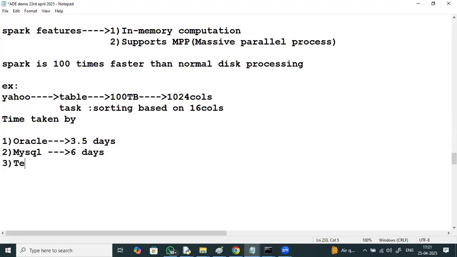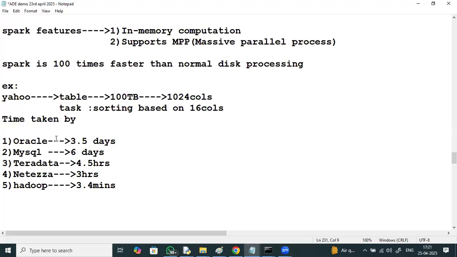Teradata, a specialized database used for data warehouse, has taken 4.5 hours. Netezza, another specialized database used for data warehouse, has taken just 3 hours. Finally, Hadoop has taken just 3.4 minutes.